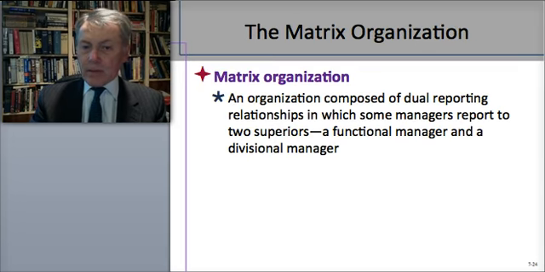The matrix organization. This is one of the most complicated organizational structures we can have. It sometimes feels like we're in the movie The Matrix when you're in a matrix organization. An organization composed of dual reporting relationships in which some managers report to two superiors, a functional manager and a divisional manager.